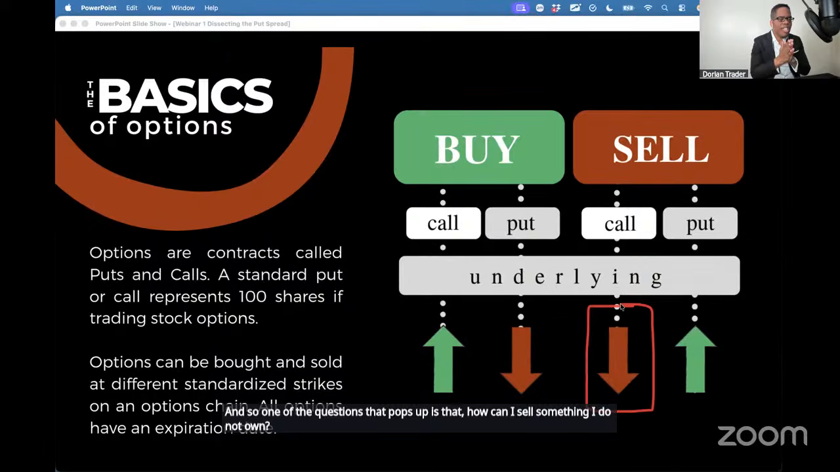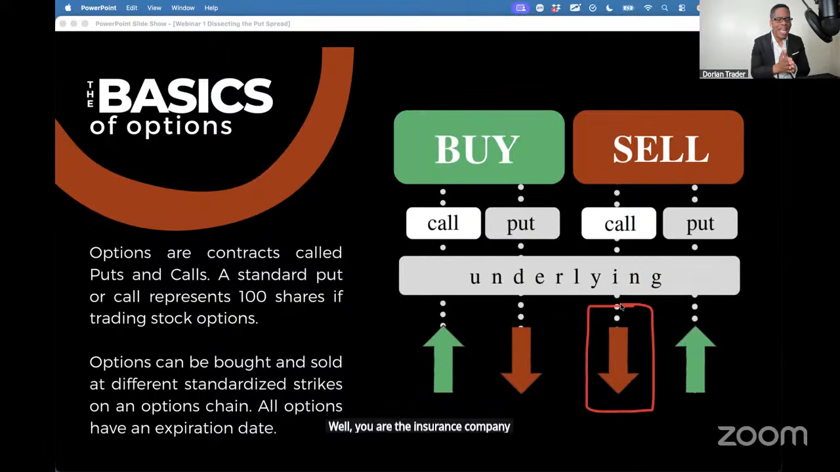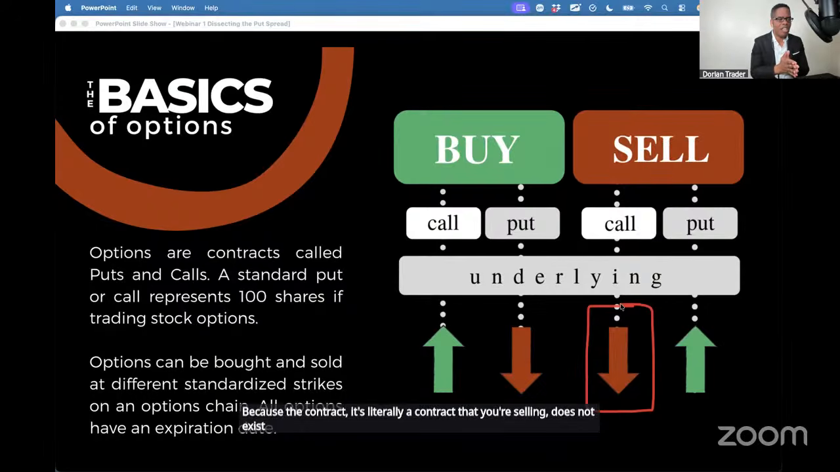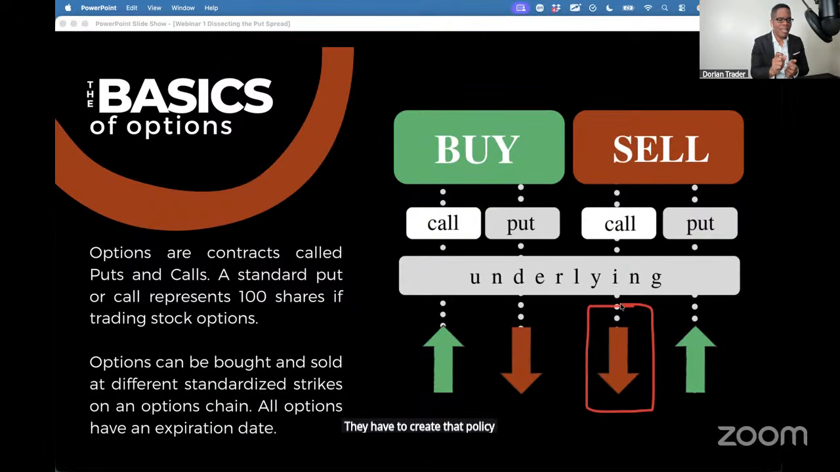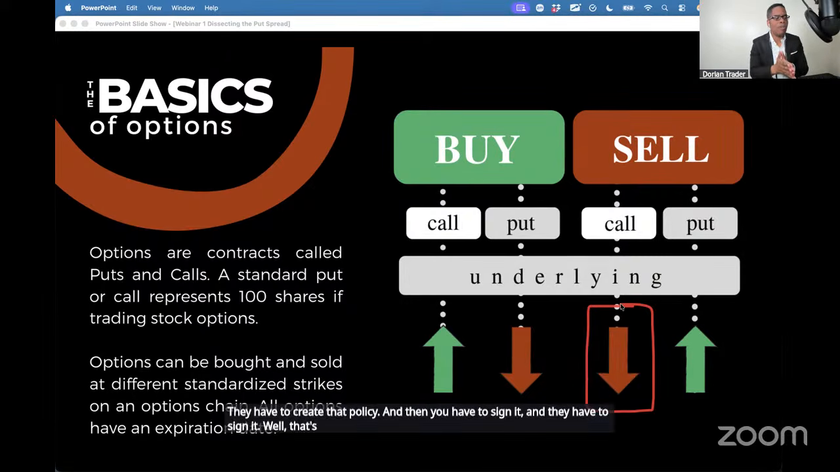Well, you are the insurance company. You are creating what you are selling, because the contract, it's literally a contract that you're selling, does not exist until you sell it. Just like if you go to Geico and you don't have a policy with them, they have to create that policy, and then you have to sign it and they have to sign it. Well, that's exactly what's happening in the open market. The option that you sell does not exist until you sell it, and you get to determine all the details around how you're going to sell it.